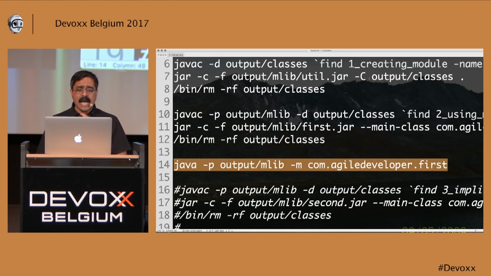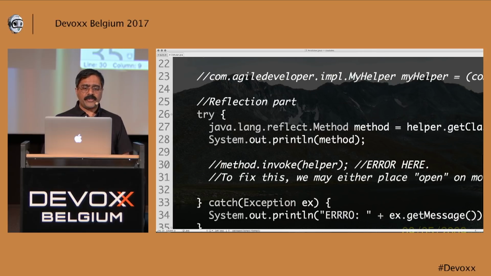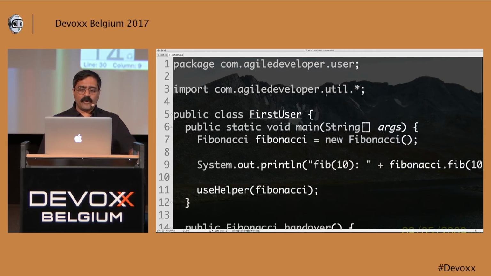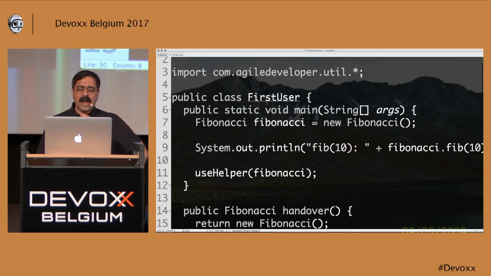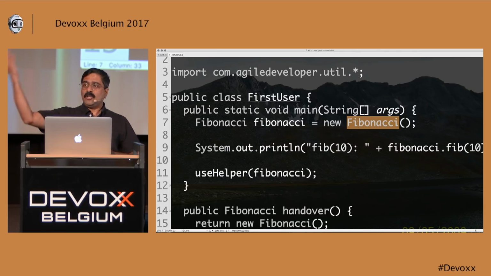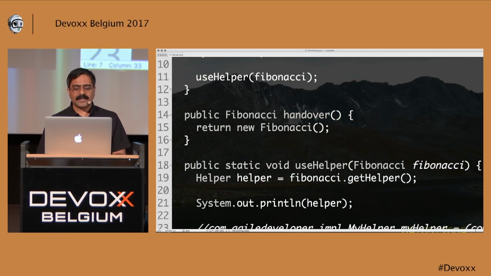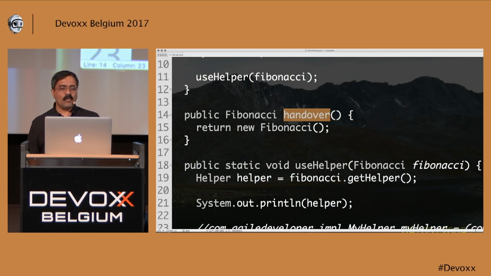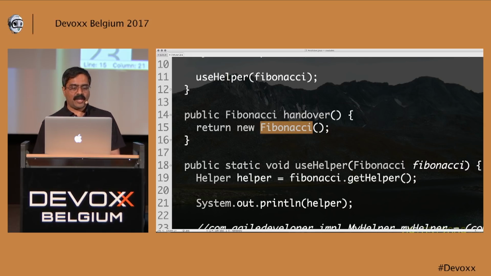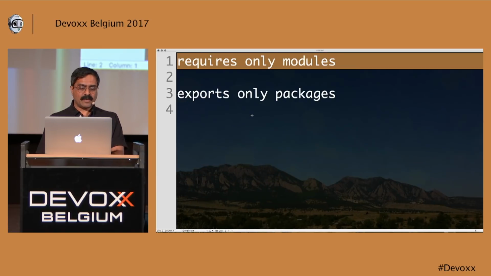Now notice, the first user says, I am using Fibonacci. Well, yeah, sure, you can, because the Agile Developer exported it, you are importing it, awesome, not a problem. But when you look at this, this guy has a method called handover. What does handover do? Handover says, I'll create a Fibonacci and give it to the caller. Let's understand the consequence of this.